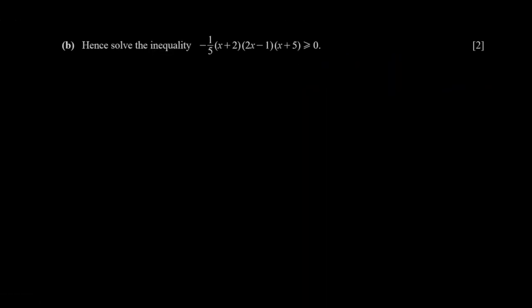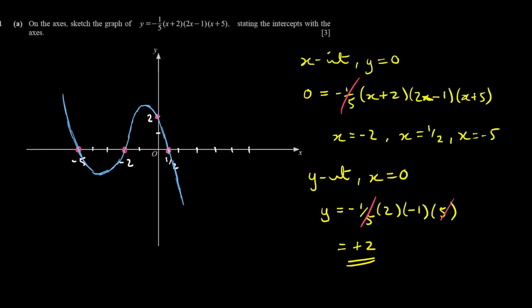Okay, part B. Hence, we want to solve the inequality where the polynomial is greater than or equal to 0. Okay, so we look at our graph and we say, where is it greater than 0? In other words, where is the y-coordinate greater than 0? Well, the y-coordinate is greater than 0 here and here, right? So let's just highlight that part of our graph. So we are interested in this part of the graph and that part of the graph. Well, what x values give us that part of the graph? Well, everything to the left of negative 5 and everything between negative 2 and a half, right?